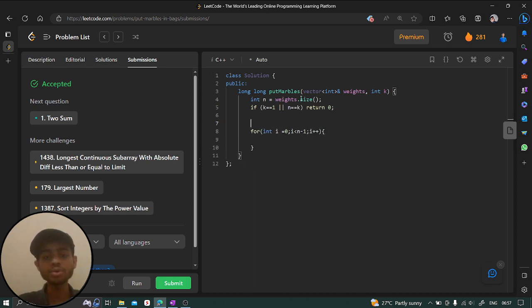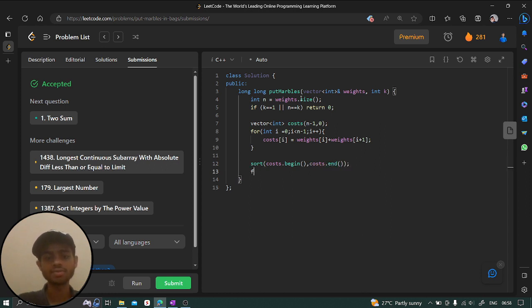Now before that, what we have to do, we have to create either an array or vector, right? So I'm gonna do it with the vector of int, and the name is post, and here size is gonna be n minus 1 always, right? And here I can say post of I is gonna be nothing but weight of I plus weight of I plus 1, right? Once this is done, just first of all sort this array, right? So we can say sort post dot begin, post dot end.